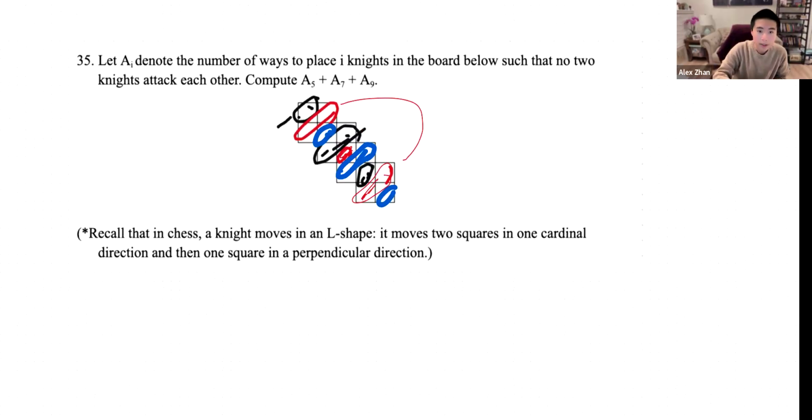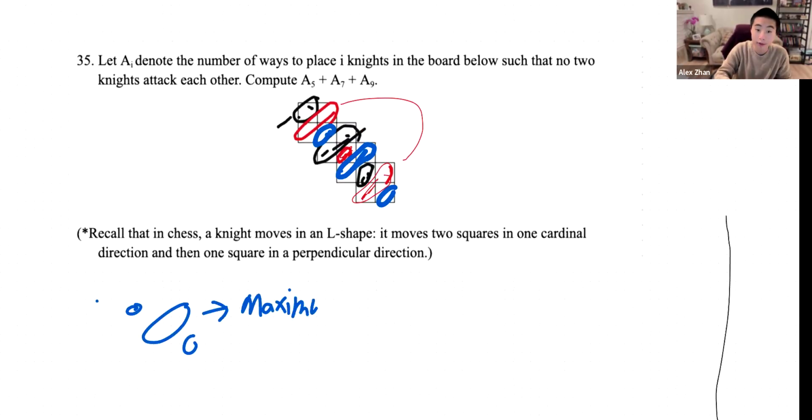Okay, so then let's talk about each of these groups. First of all, let's talk about the blue group. How many knights can the blue group hold? The blue group can hold a maximum of 2 knights. And this can be achieved in 2 ways: either you use the 2 blue cells on the sides, or you use the 2 blue cells in the middle.